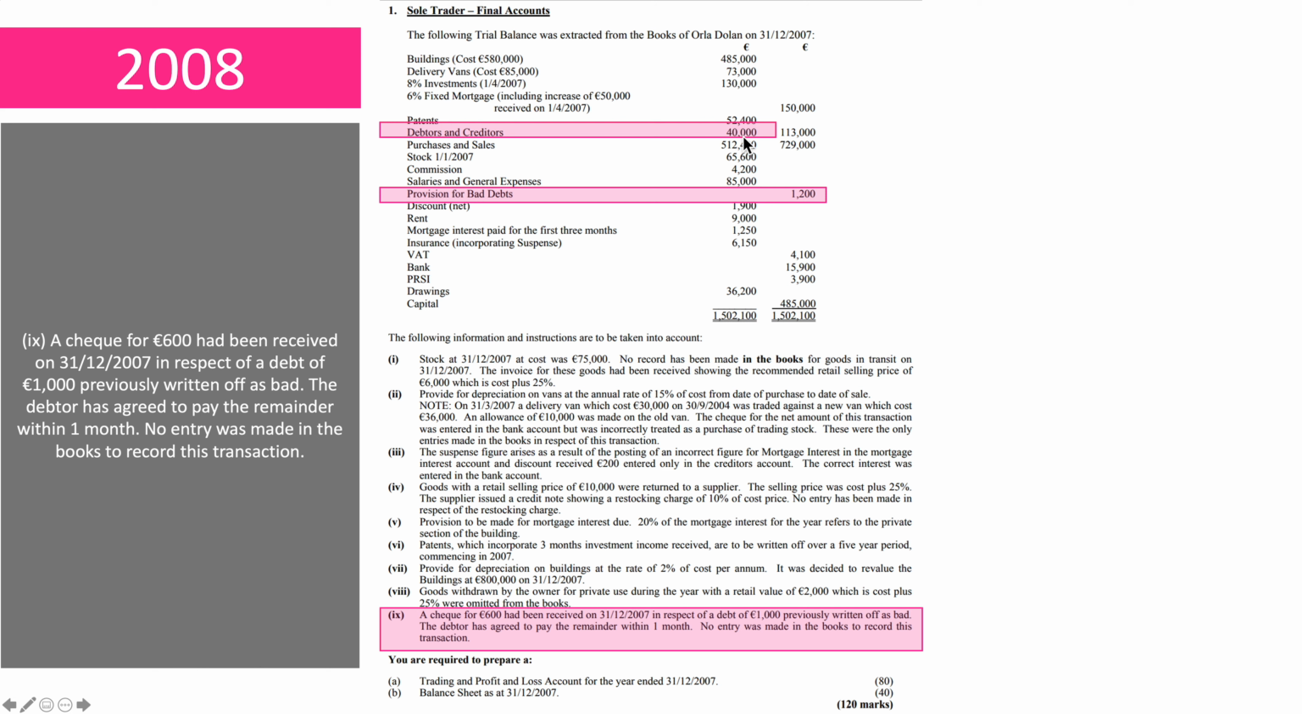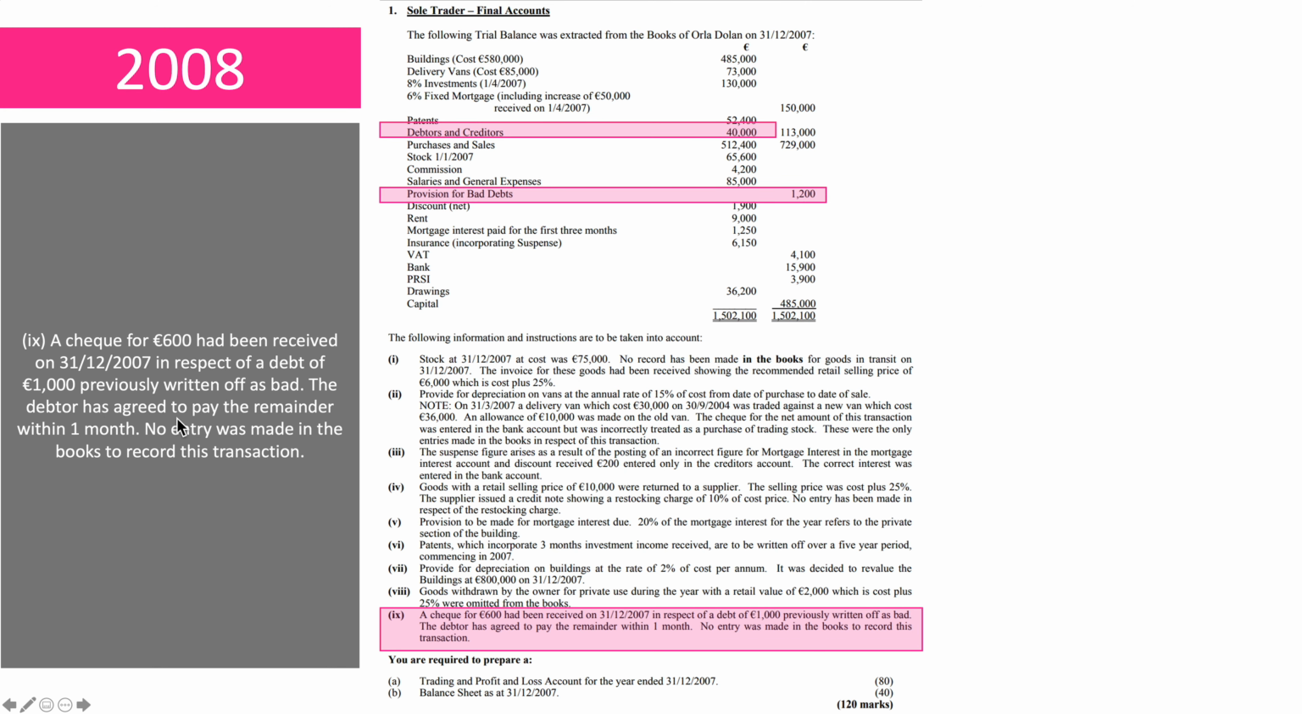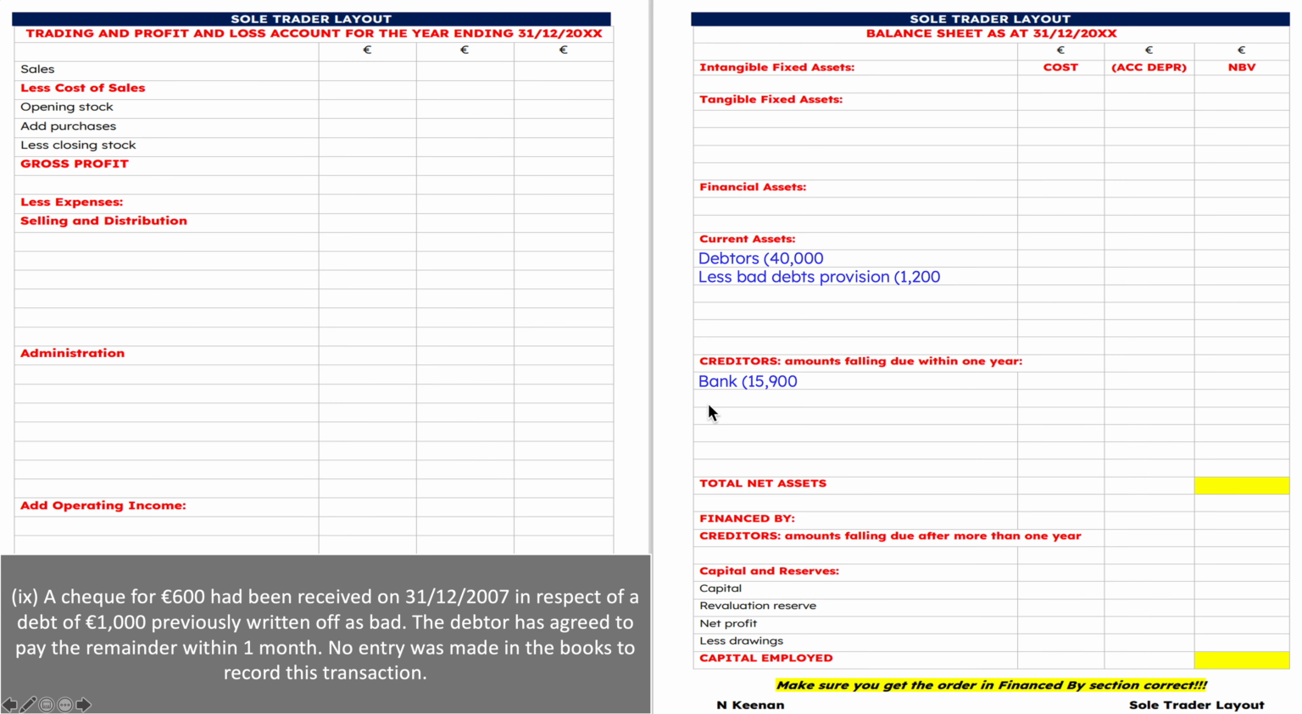So we have debtors and we have bad debts provision here. So note 9, a cheque for 600 euro had been received on the 31st of the 12th, 2007 in respect of a debt of 1,000 previously written off as bad. The debtor has agreed to pay the remainder within 1 month. No entry was made in the books to record this transaction. Okay, so our bank figure from our trial balance was on the credit side and it was 15,900.